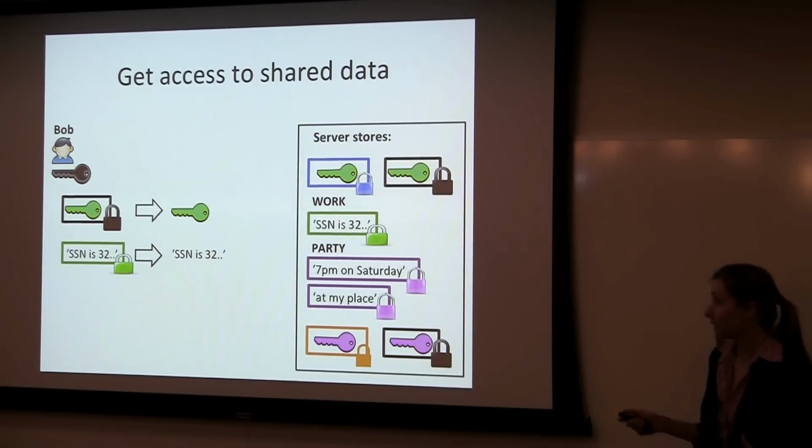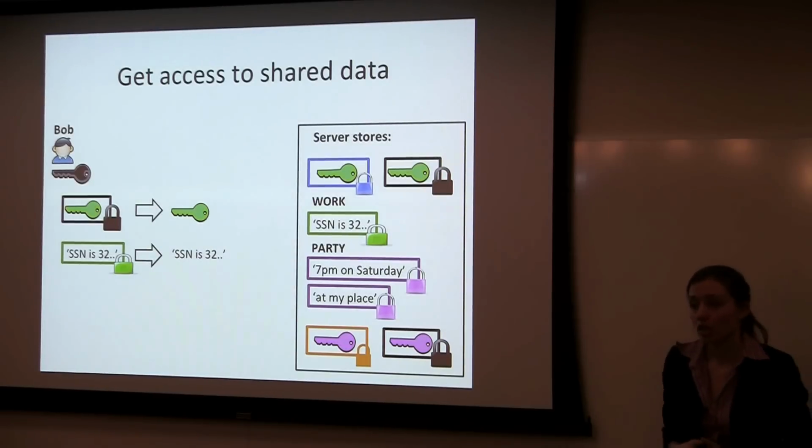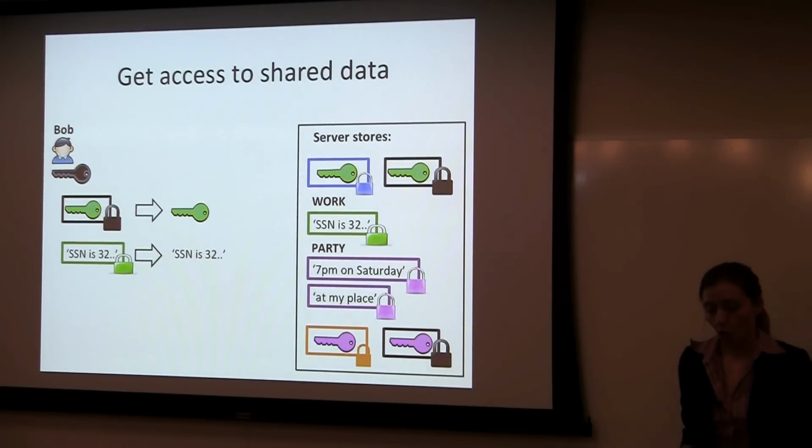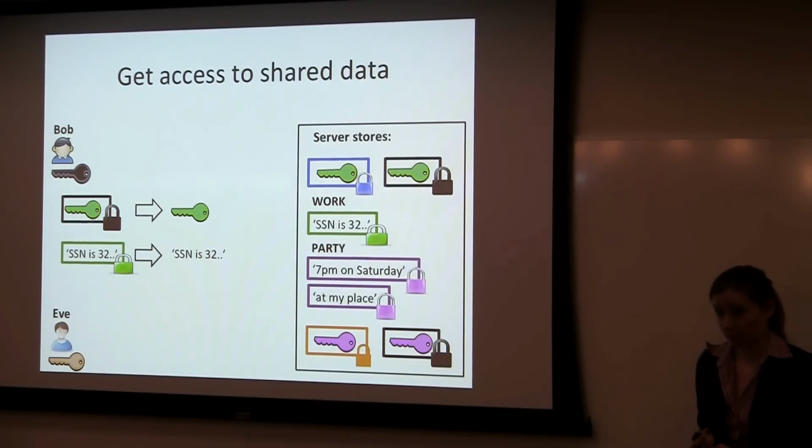Great. So notice how Eve could not, for example, decrypt this message because the message is encrypted under the green key and Eve does not have access to that key. Okay. However, an active attacker, the server, could try to give access to Eve in some other way.